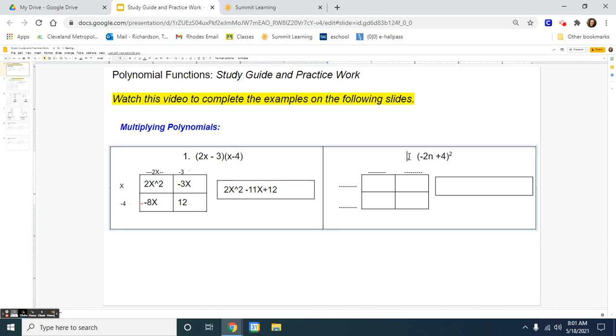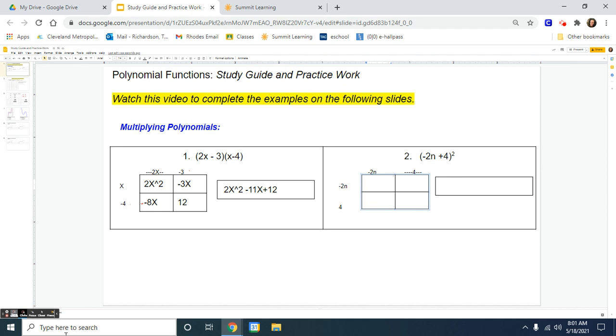Next, let's look at problem 2. And it says negative 2n plus 4 squared. Now I don't see my 2 parentheses, but it's being squared. So what we're going to do, it's the same thing, but we're just going to put in negative 2n and 4. And let me get rid of these lines so we can actually see the negative sign. Negative 2n and 4, and then we're just going to put it again on the side because it's squared. So we just want it twice. Negative 2n and 4. So you may see a problem like this where the parenthesis is squared. That just means you're putting the same thing at the top and the same thing on the side. Okay? All right, let's do it.